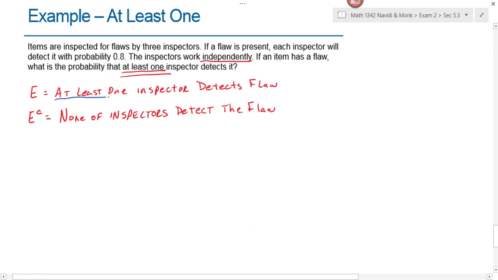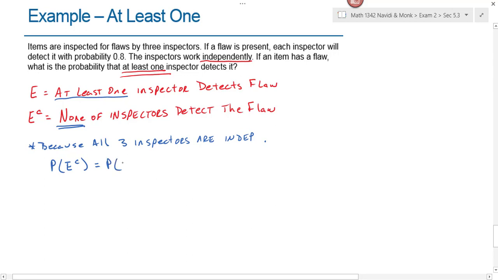Notice, here's your event, at least one. Here's your complement of the event, none. I said the complement of at least one is none. Detecting the flaw is what we're talking about. Because all 3 inspectors are independent of each other, the probability of the complement of the event will be equal to the probability that the first one fails to detect the flaw, times the second one failing to detect the flaw, times the third one failing to detect the flaw. Our inspectors are independent, so I'm able to multiply like this.